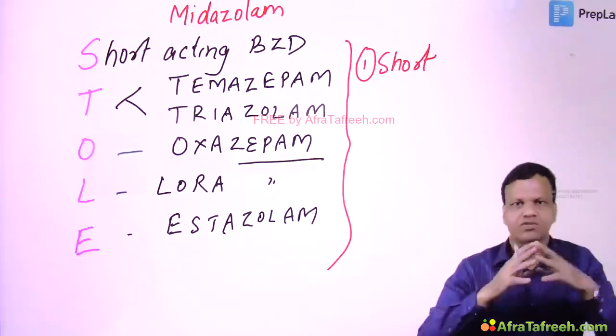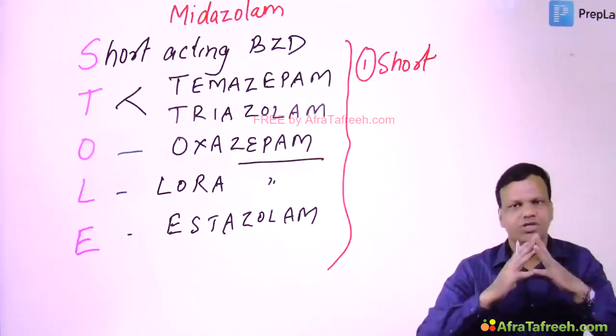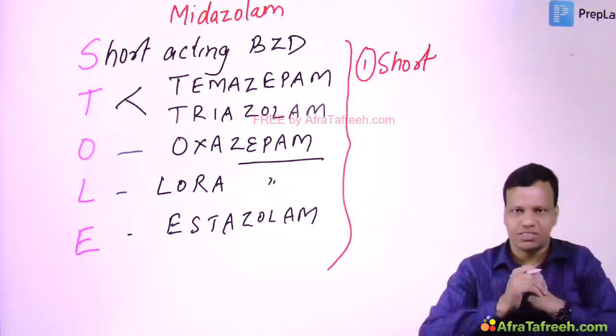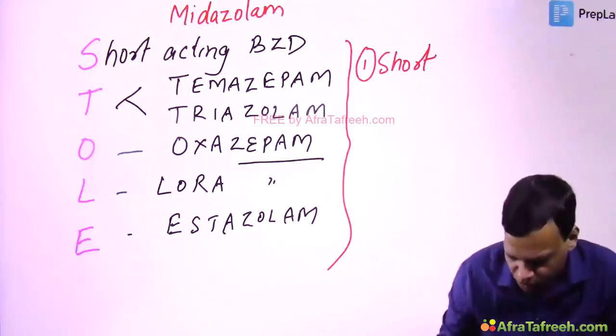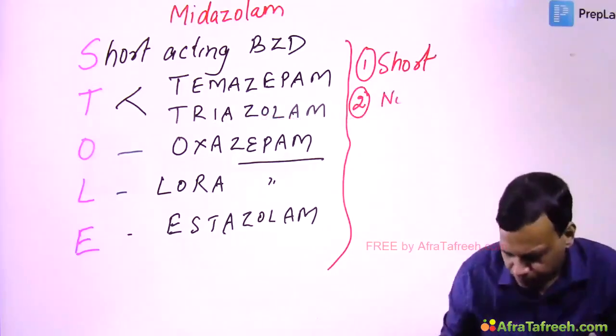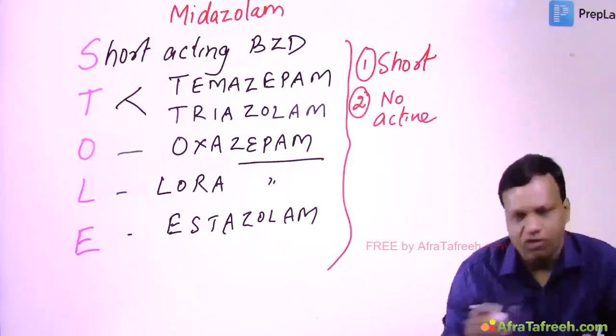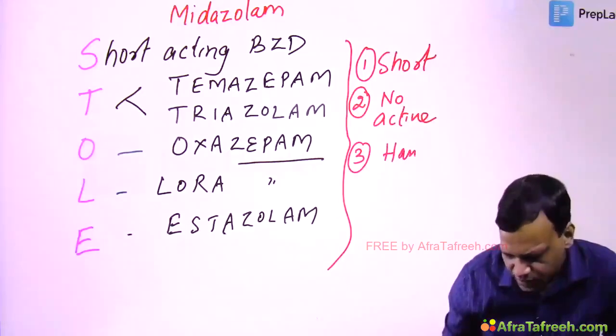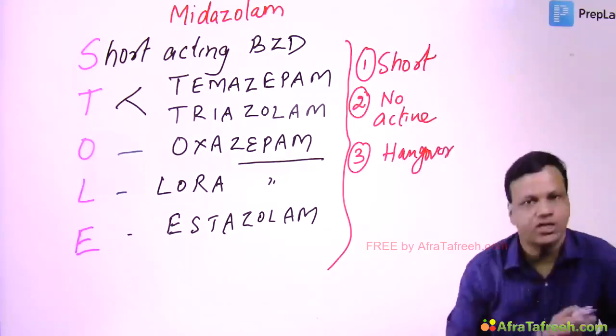So midazolam is not used for insomnia. Midazolam is the shortest acting benzodiazepine overall, but these are the other short acting benzodiazepines. They do not produce active metabolite. So second question, which benzodiazepine does not produce active metabolite? Answer is one of the STOOL drugs. Then third, which has less chance of causing hangover? Again STOOL drugs, because they are short acting.